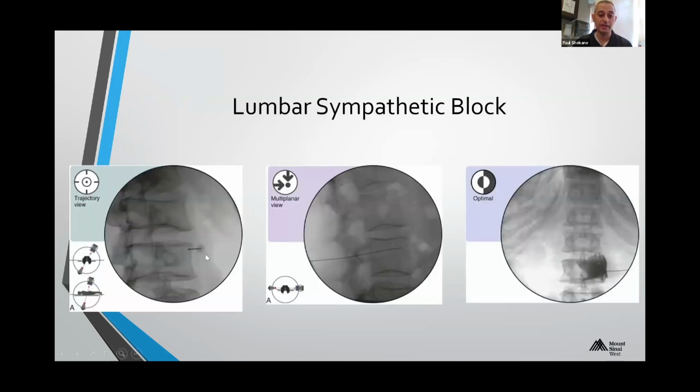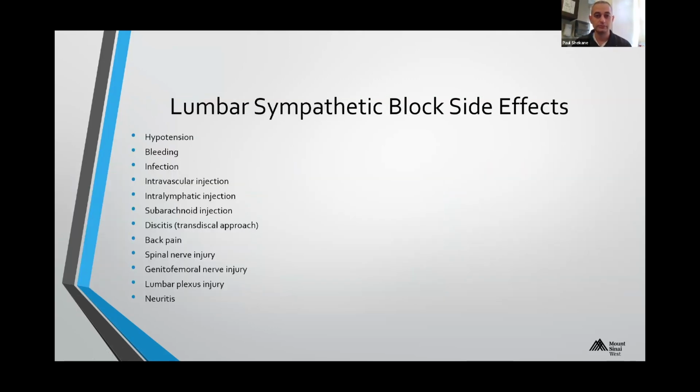Using X-ray guidance, we again introduce a needle just lateral to the top of the L3 vertebral body, where contrast is given to ensure anterior spread where the ganglia are located. The side effects or complications of the block include hypotension, again, because you are blocking the sympathetic drive to the vascular structures of the legs, bleeding, infection, inadvertent intravascular injection, less commonly intralymphatic injection, subarachnoid injection, etc. Very low risk given the use of fluoroscopic guidance.